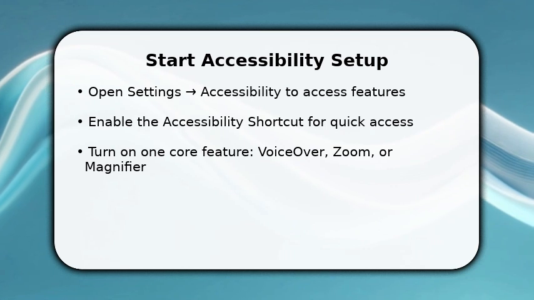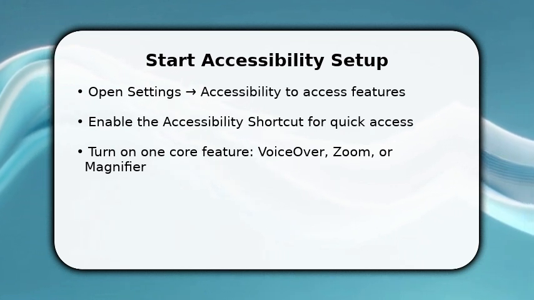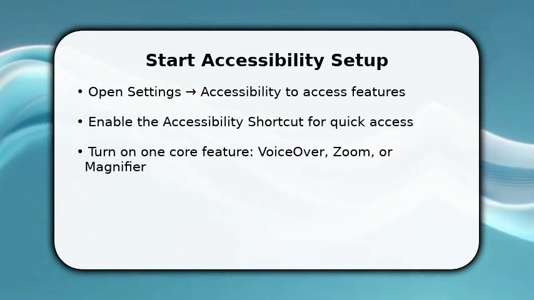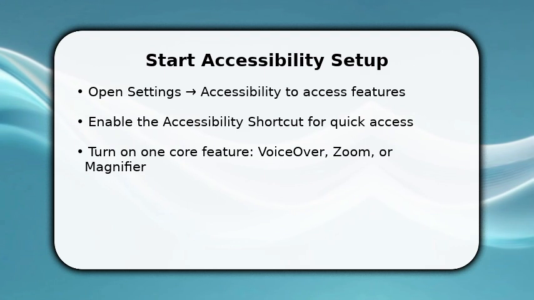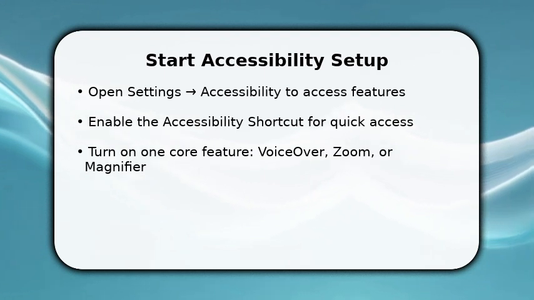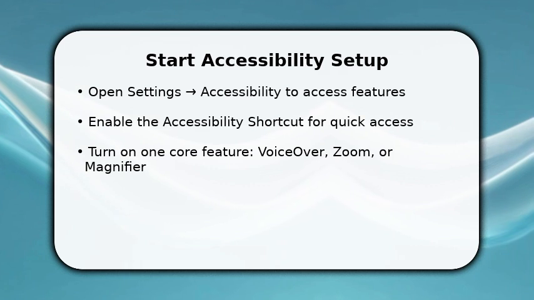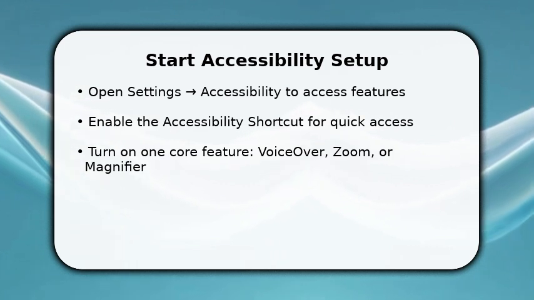Next, choose one core feature to configure first, for example VoiceOver for spoken feedback, Zoom for screen magnification, or Magnifier for camera-based reading. Make small adjustments to the feature's settings now so you have a predictable baseline. This prevents confusion when you test the shortcut right away.